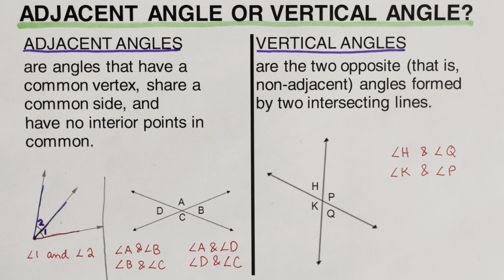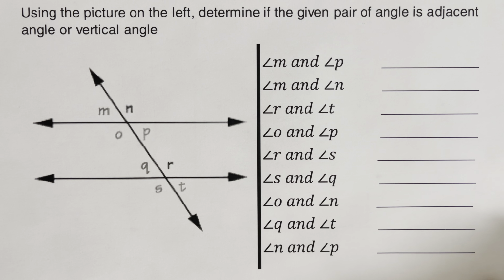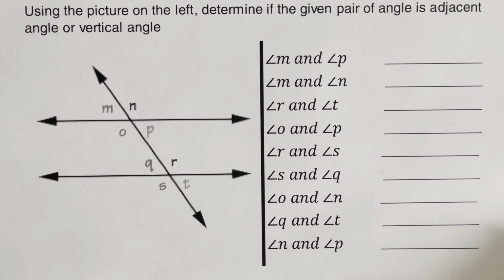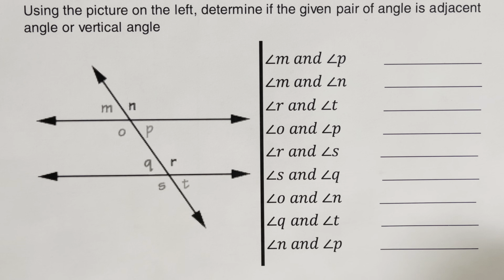Pretty much just to wrap it up, adjacent angles are next to each other, while vertical angles are across from each other. Now let's have some more examples. Using the picture on the left, determine if the pair of angles is adjacent angles or vertical angles.